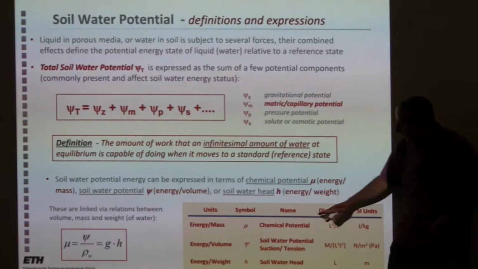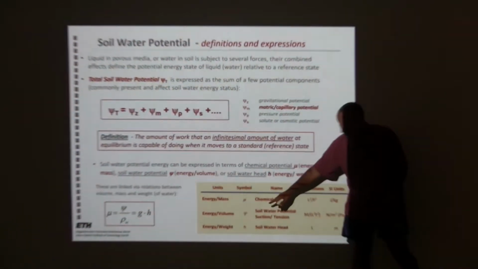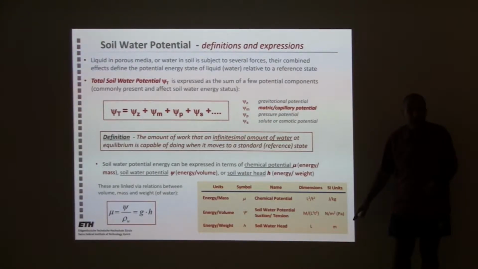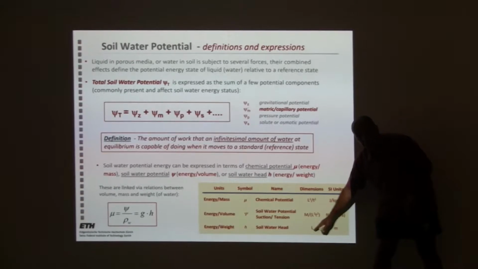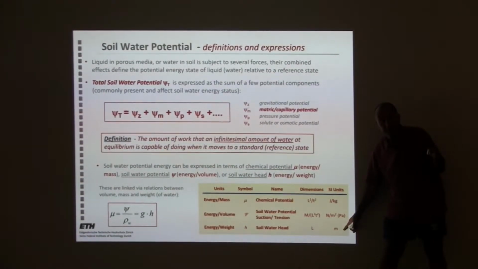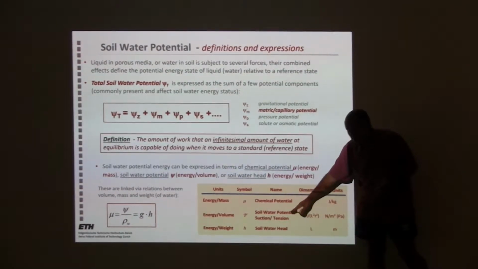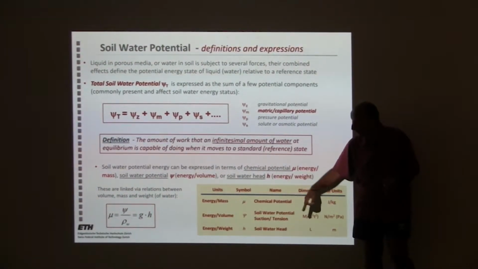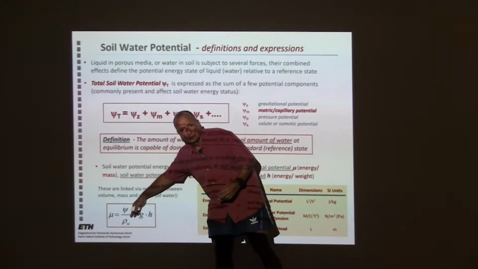This amount can be energy per unit mass, energy per unit volume, or energy per unit weight. Engineers like the energy per unit weight because the dimensions are length, so we have this dimension of head. But energy per unit mass or volume are equally valid. The relationship between these forms is given by the relationship between mass, volume, and weight.